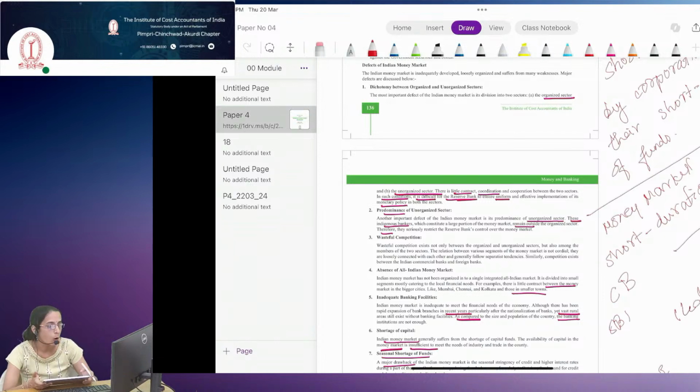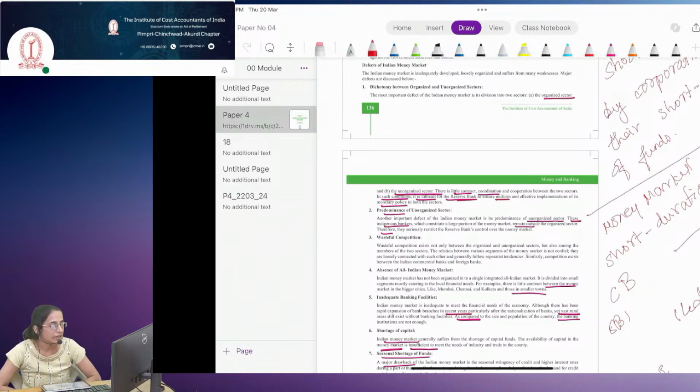Absence of all India money market. So they are saying what? Absence of all India money market. Like you saw, for capital markets, that is the stock market or securities market, all over India we have only BSE and NSE, and this is the market through which all the people in India will operate, right? So for all the Indians, there is only one market.